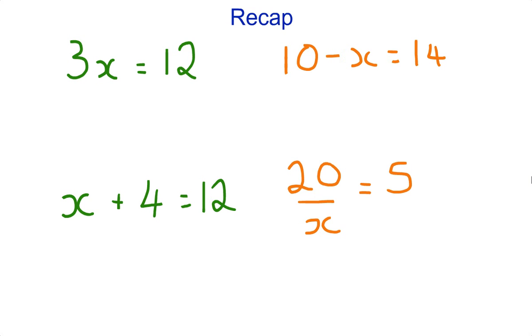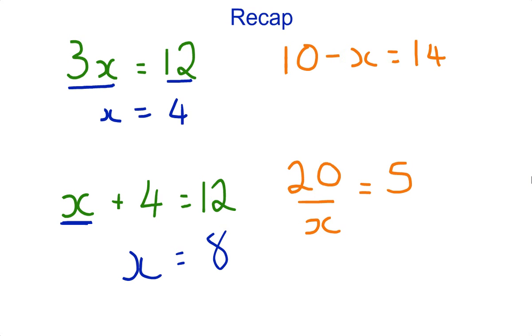Right, here we go. As we have a look at the first one, this means 3 times something equals 12. So x has to be 4, because 3 times 4 is 12. If we have a look at the next one, x means something, so something plus 4 is 12, so that x must be 8.